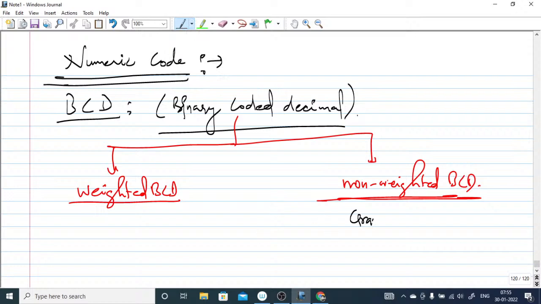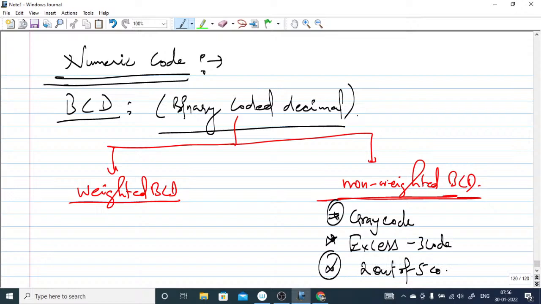Gray code is non-weighted, and this is very important in digital communication as well. In K-map we always go for gray coding, according to the adjacency rule. Then we will talk about excess-3 code. So gray code and excess-3 code are non-weighted BCD. And 2 out of 5 code. These are the codes which we always use for error detection.